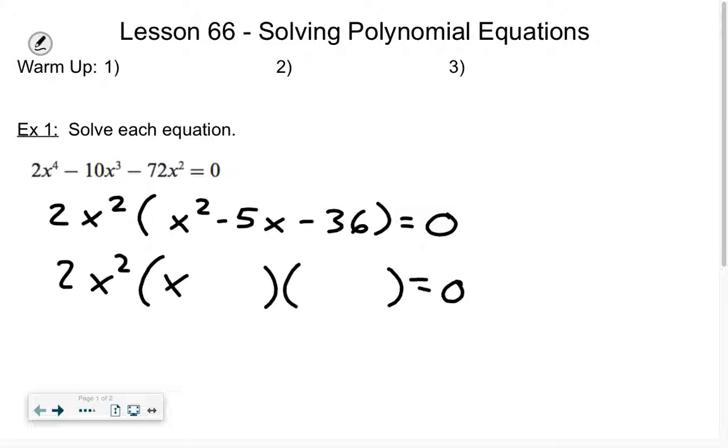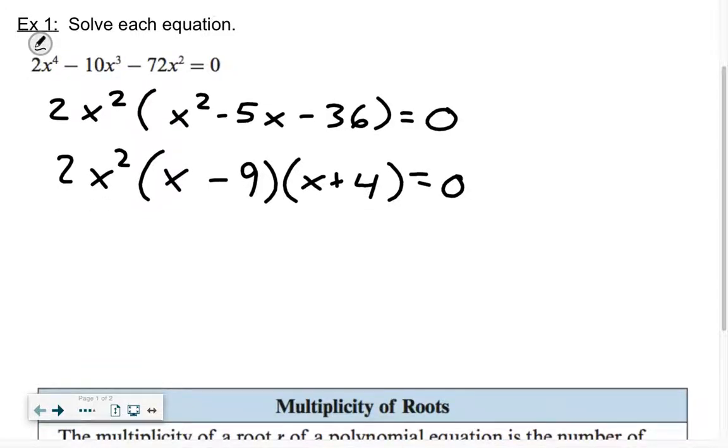Factors of 36 that you would like to use. 9 and 4 would be two good ones. Negative 36, one has to be negative, the other has to be positive. We want the sum to be negative 5, therefore negative 9. So this is really nothing special. You've actually worked with these before. Now we set these guys equal to 0, and then solve.